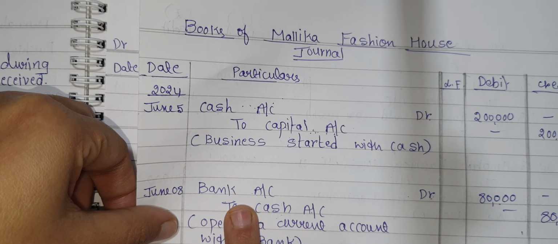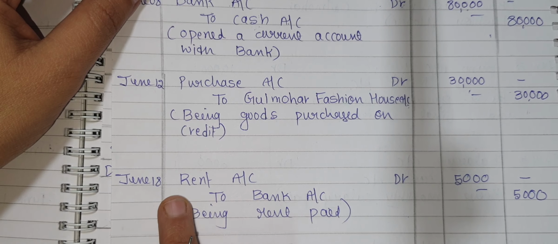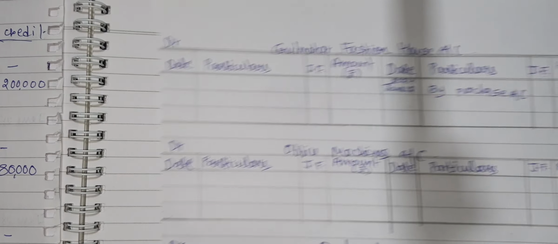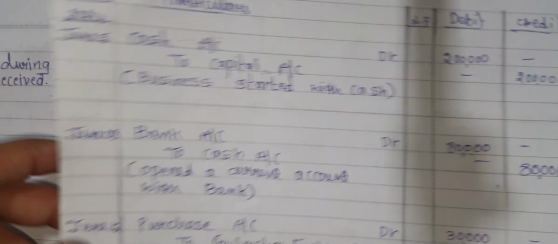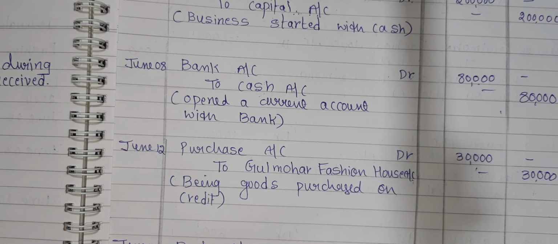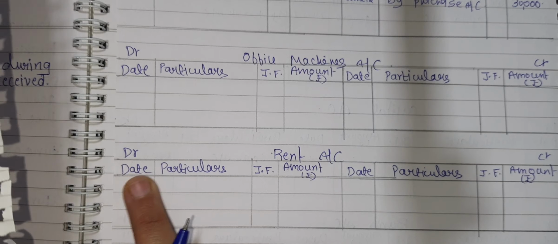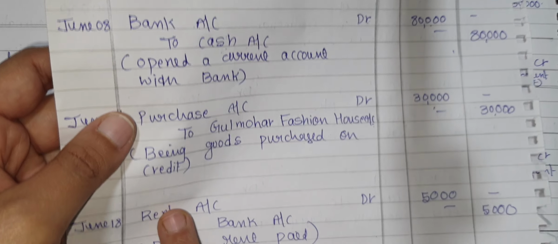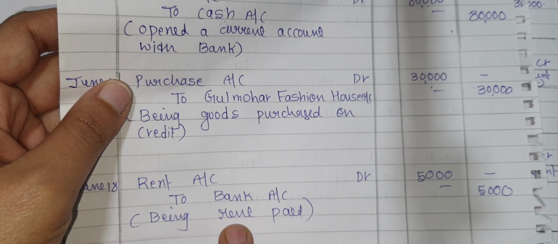Here, see here, in the second transaction we have already prepared the bank account. So we need not prepare it again here, but we have not opened the rent account. So now we have to open the rent account here. See here, rent account. Okay, see first one, rent account is debited. So go to the debit side of the rent account and write down the opposite entry of rent account, that is bank account. Opposite entry of rent account is bank account.